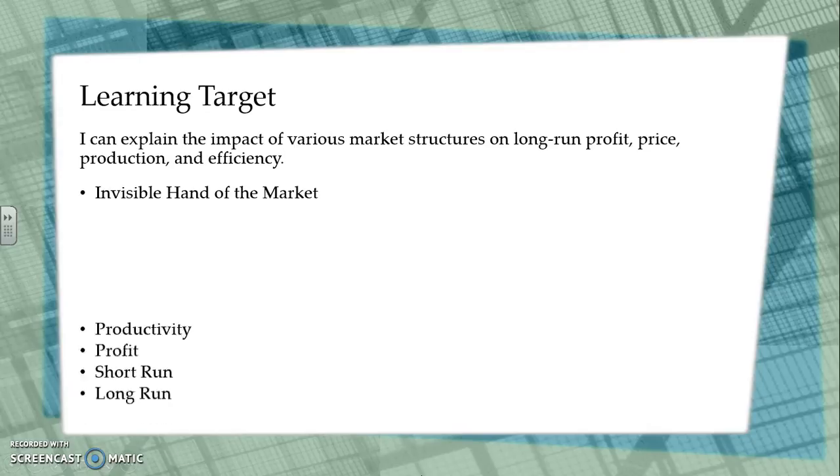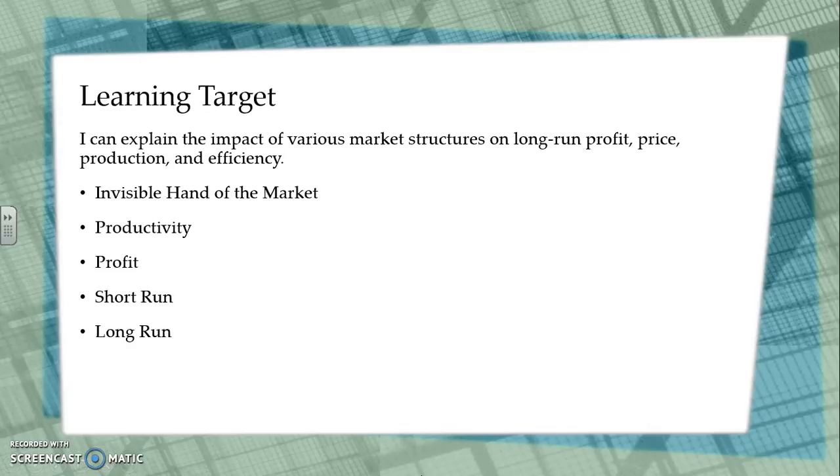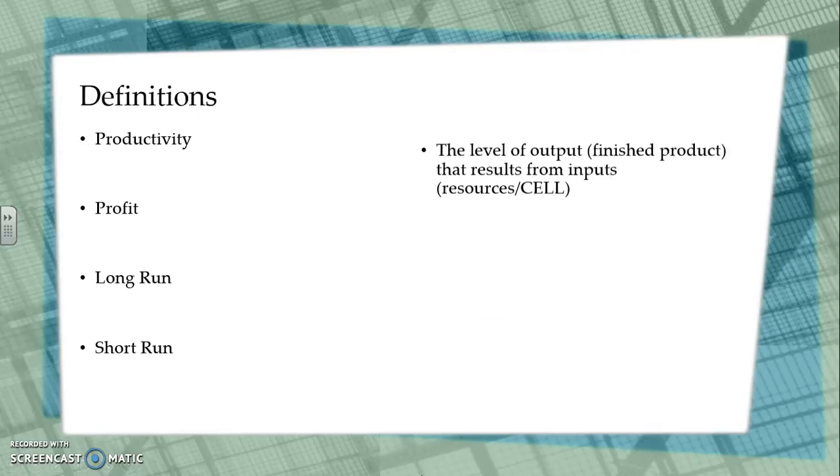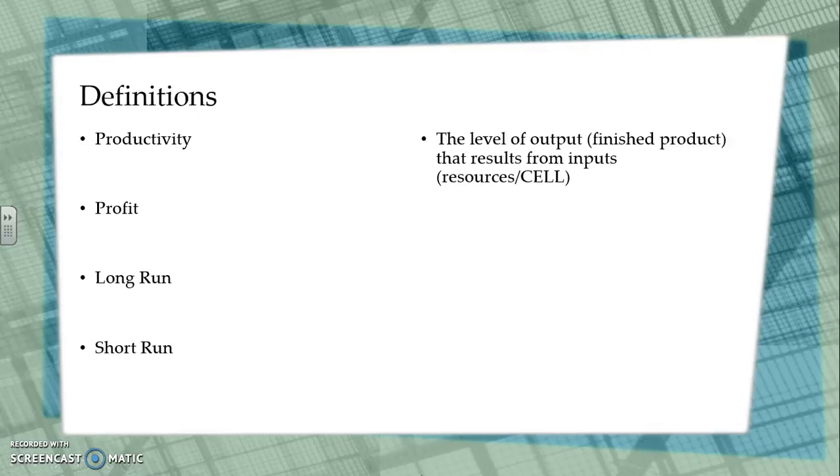On the next page, we'll define the following terms: productivity, profit, short run, and long run. You're probably familiar with these terms, however, you're not necessarily familiar with them in the context of economics. So let's start with productivity. Productivity is the level of output, that's the finished product that your business would create, that results from inputs. Inputs are resources, and resources, remember, are self, capital, entrepreneurship, land, and labor. So productivity is the level of output that results from what you put in.